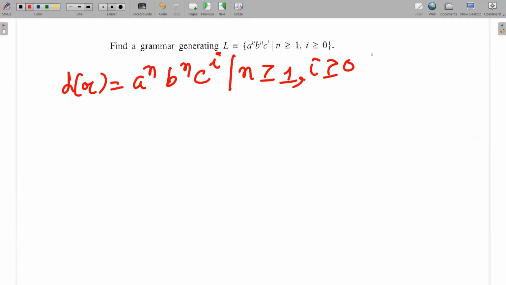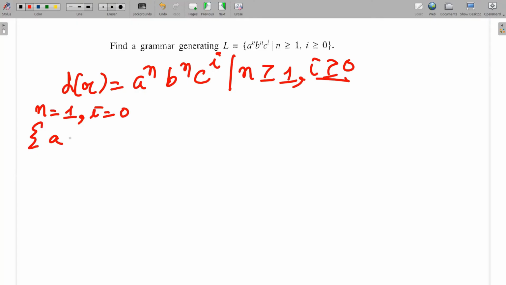Now, how are we going to counter this kind of thing? In this particular case, we have a^n b^n c^i. So I'll rather generate the strings. The i value can be 0. I can take the n value as, let's say, 1 and the i value as 0, and just generate the strings.